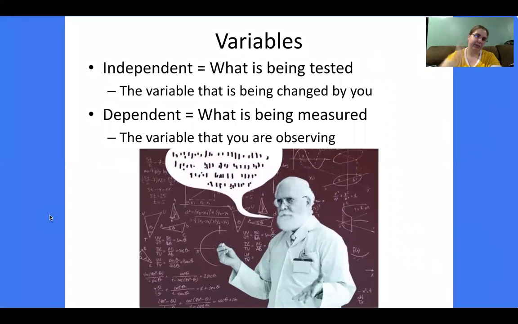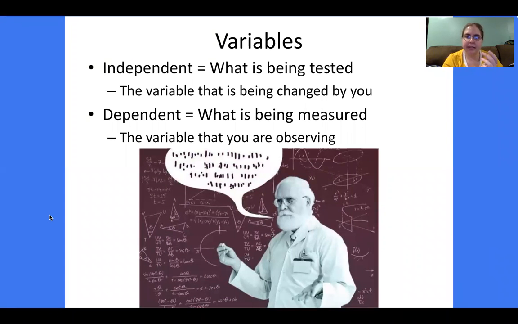And that brings us to variables. So we have two main variables, the independent variable and the dependent variable. The independent is the one you're testing. So in other words, what are you doing differently in the experiment? Well, in the experiment we just talked about, I am choosing to use different light filters for each plant. That is what I am doing differently. That is what I am looking at.